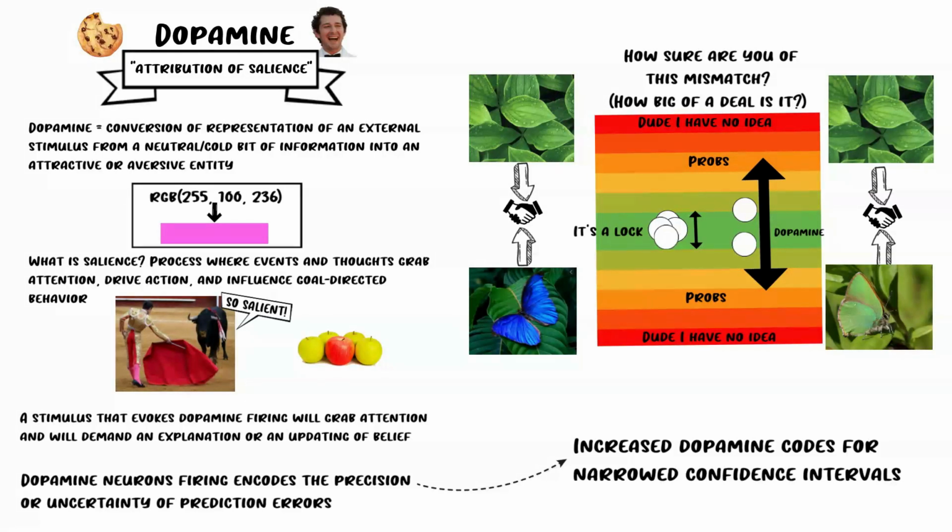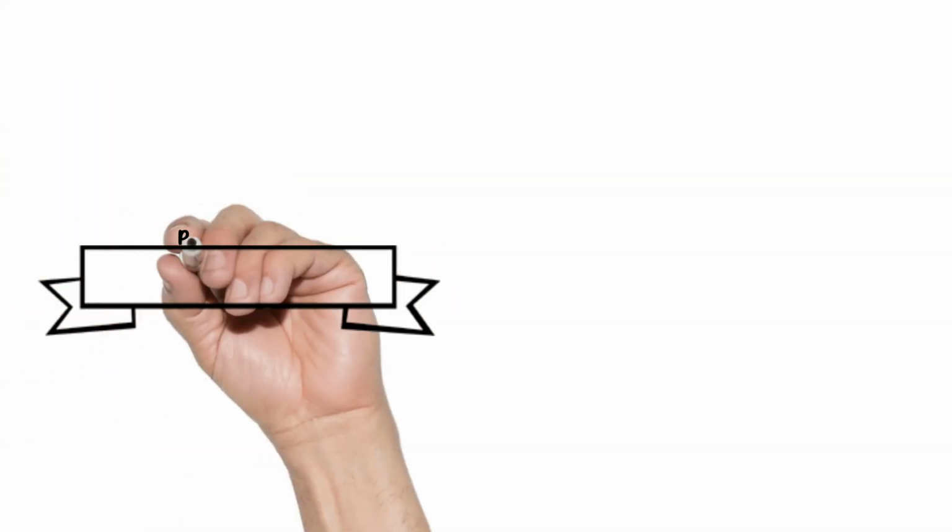And that's why if you were walking in the woods, this bright blue butterfly would catch your attention even if you weren't looking for it. Whereas the green butterfly you might entirely miss even if you were looking for them. So now that we have a better grasp of what dopamine actually encodes, we can understand psychosis much better.